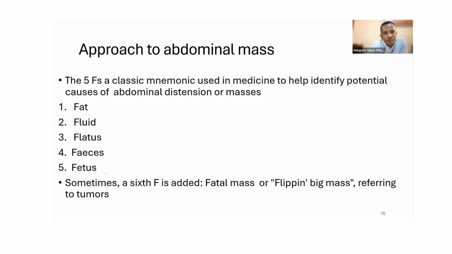So the classic mnemonic used in medicine that I mentioned earlier, the five Fs, could be fat, fluid, flatus, or an impacted stool, or a fetus in adolescent girls. But the fifth F is not cancer. All cancers are fatal, but they label it as a fatal mass or a flipping big mass. So you have to think about this when you approach a child with abdominal distension or an abdominal mass. Always consider that it could be malignant in origin.